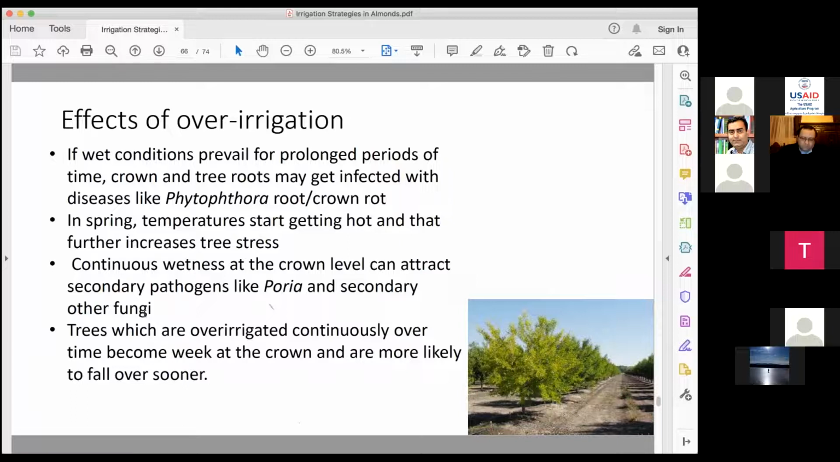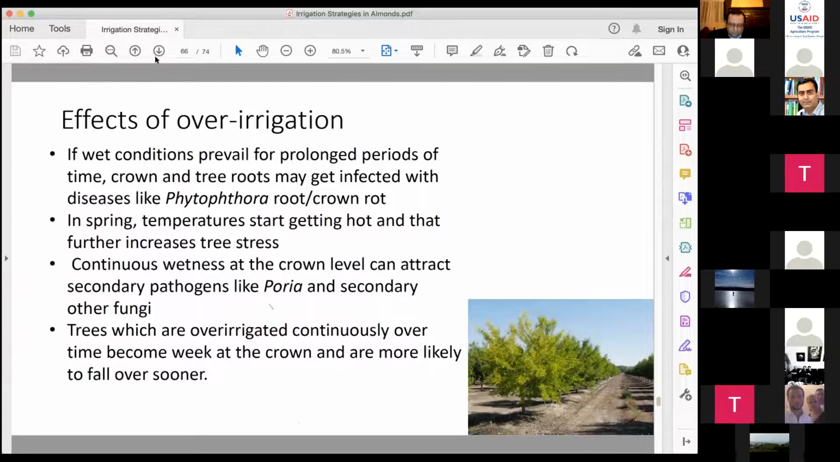We have seen this problem in several orchards, that year after year, when the trees were overwatered, the crown, the base of the trunk got really weak, and the trees were falling over with a little bit of wind. So in high wind conditions in Georgia, that can even be a more serious problem if you continuously keep on overwatering. They're more likely to fall over.